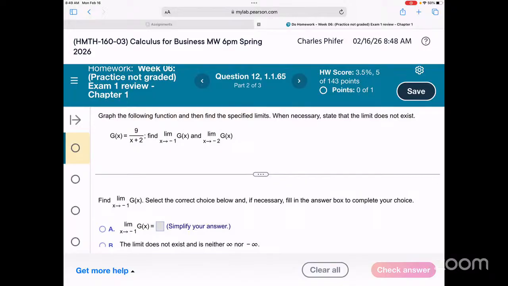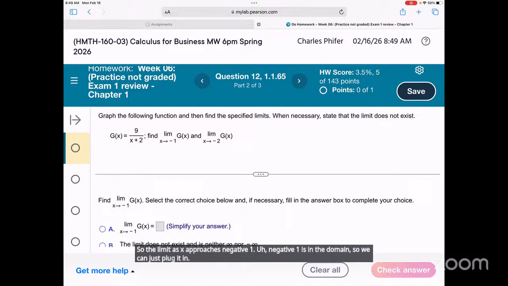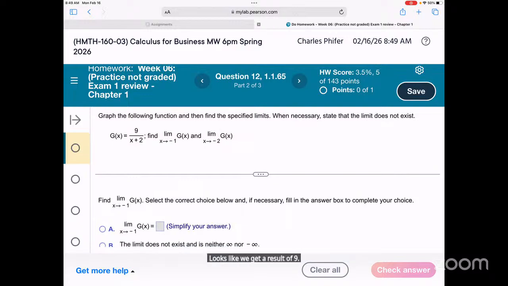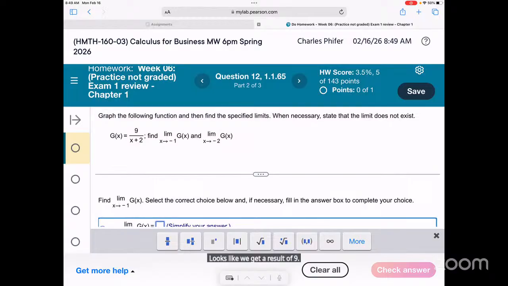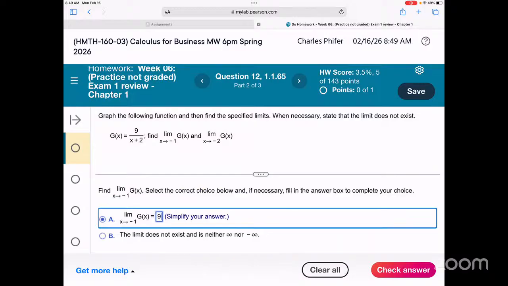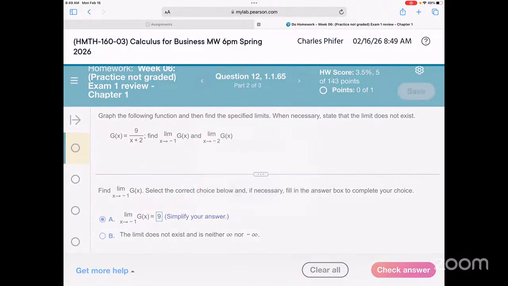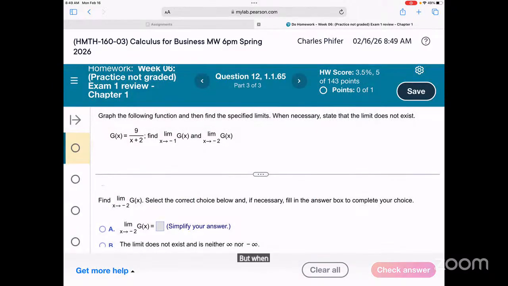So the limit as x approaches -1. -1 is in the domain, so we can just plug it in. Looks like we get a result of 9. But when x is -2, that's our asymptote. So that limit's not going to exist.